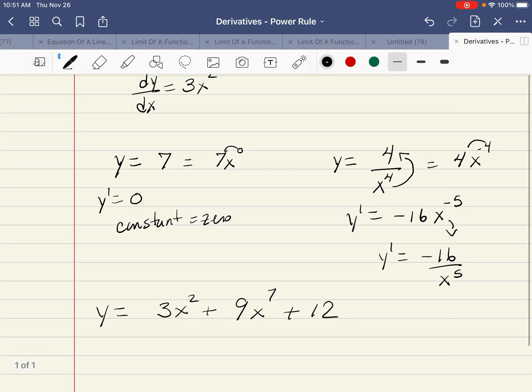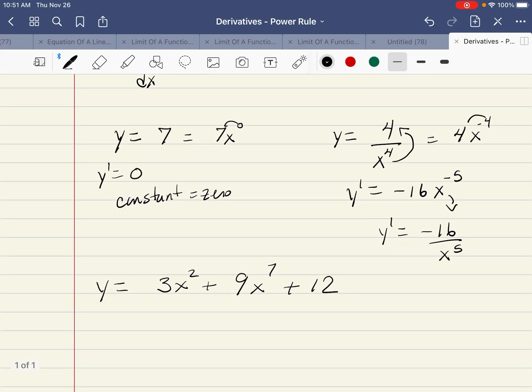Also, if you have a function with a series of eligible power rule functions, all you're going to do is take the individual derivatives. So 3 times 2, decrease by 1, 9 times 7, decrease by 1, and rid of the constant, 12 is just 0. So again, that's how you're going to use the power rule.